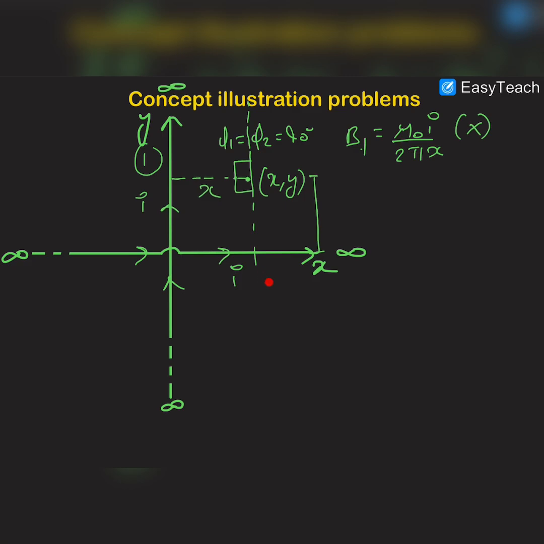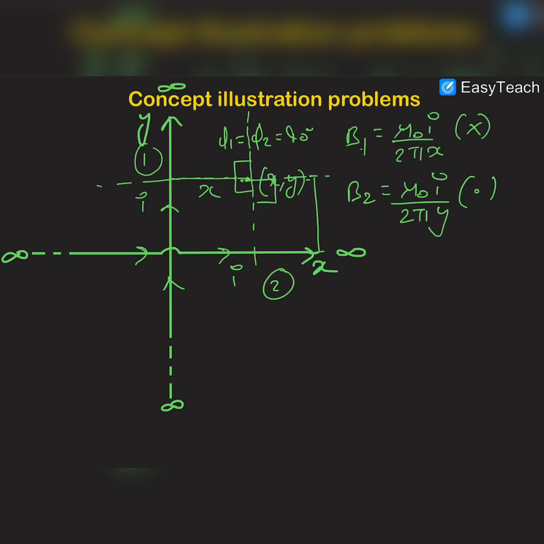Now if we name the wire along x-axis as wire 2, then B2 will be equal to mu naught I by 2 pi y. Again, the angles for this wire will be 90 and 90, and the direction will be outside the plane.